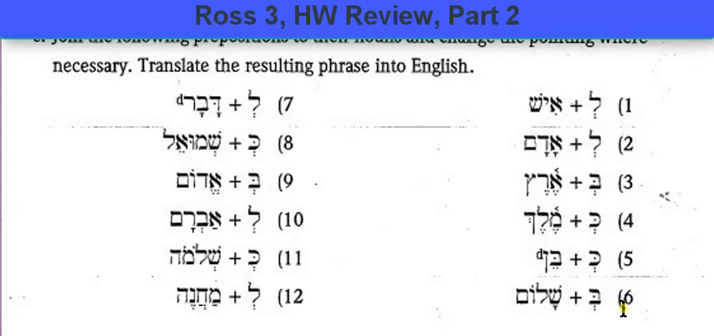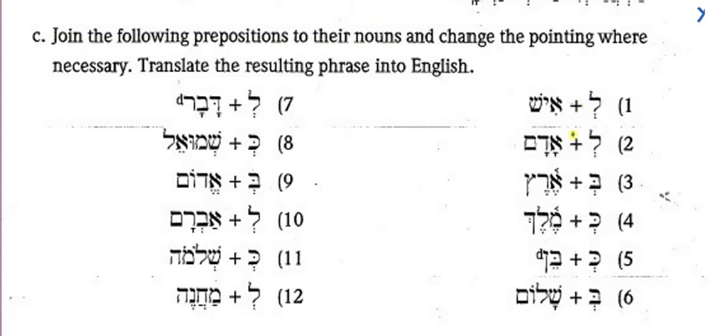Now in part C, we are going to attach the inseparable prepositions to the following words. Now, in order to do this in your homework, you have to rewrite these words. So let's just look at a couple of examples of these. Now, number one, we're going to add le, which means to or for, to the word ish, which means man or husband. Okay? So how would I do this?